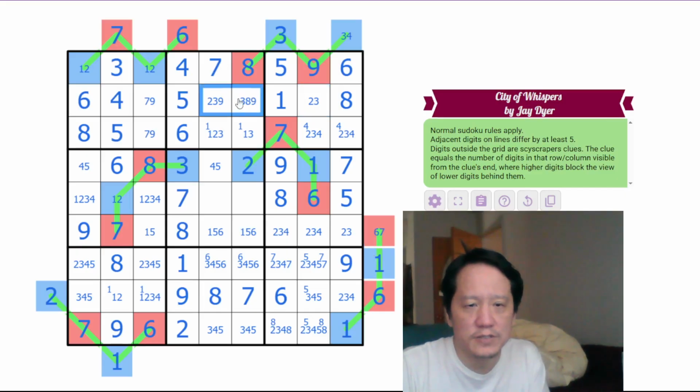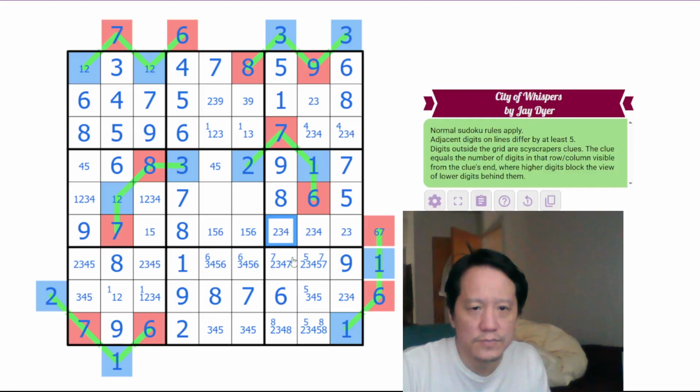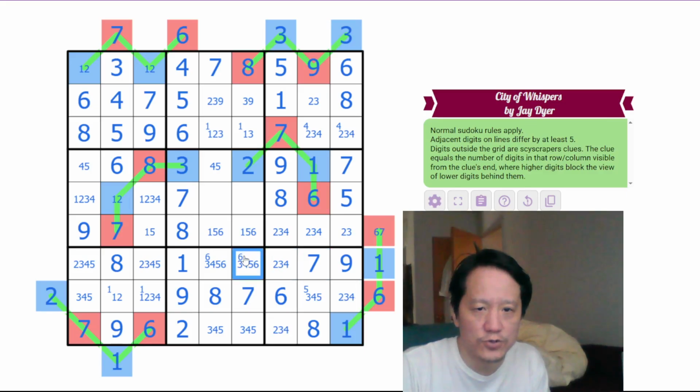This 8 eliminates 8 here. 7 eliminates 7 here, so that's 9 and 7. This only sees 6, 8, and 9, so that's 3 cells. 7 eliminates 7 here. 8 eliminates 8 here. Which means where is the 8 in this box? It must be here. Where is the 7 in this box? It must be here. That leaves this as a 5 because of the 2, 3, 4 triplet in the box.